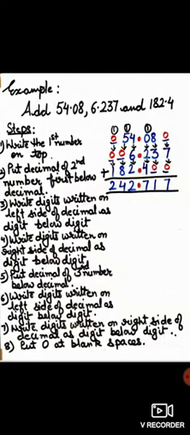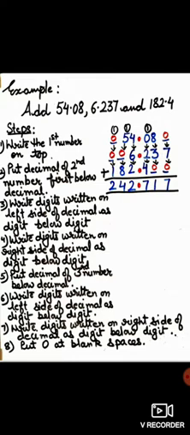139.814. Now let us do one more example. In this example, the given numbers are 54.08, 6.237 and 182.4. First of all, we will write the first number, that is 54.08. Now when we have to write the second number, which is 6.237, we will start with the decimal point. First of all, we will write the decimal below the decimal point.